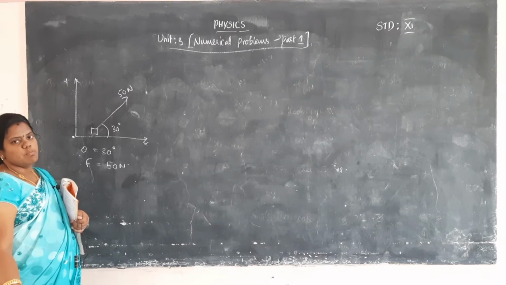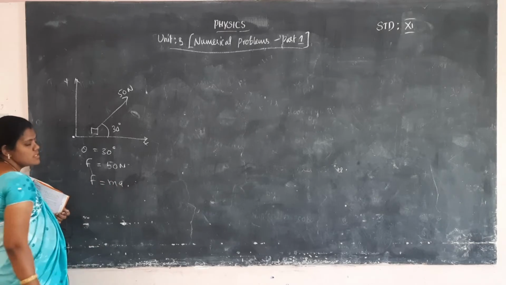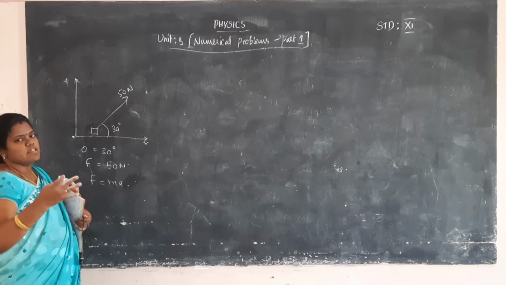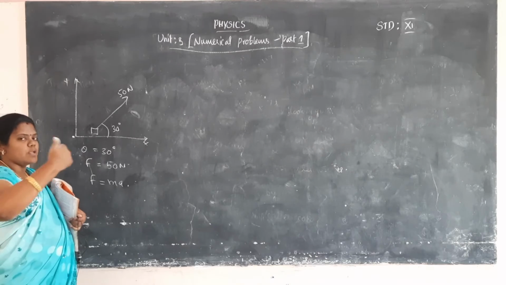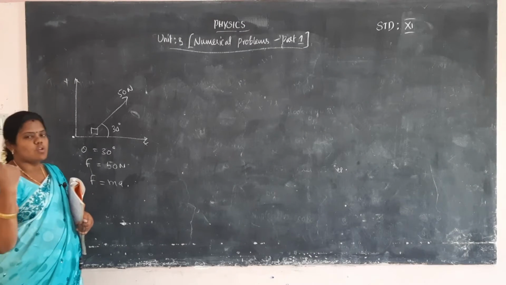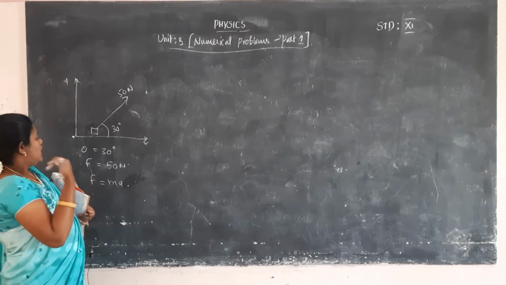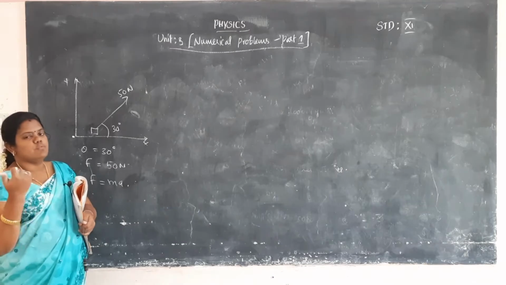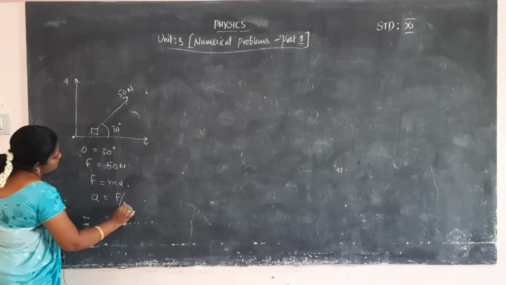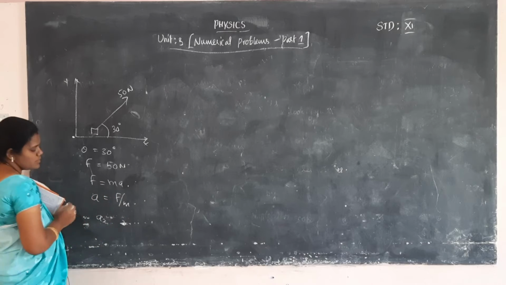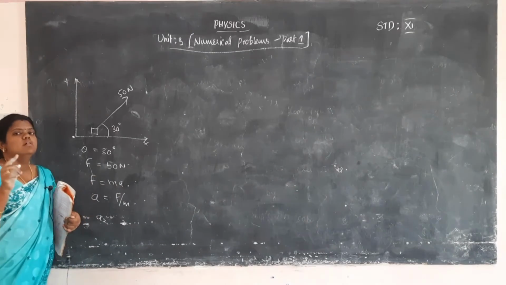So what's the formula for force? According to Newton's second law, force F is equal to m into a. Acceleration has two components, so we want to calculate in the x-axis and y-axis. The x-axis is considered the horizontal component of acceleration, and the y-axis is considered the vertical component of acceleration. So the x component of acceleration, ax, is equal to F by m.